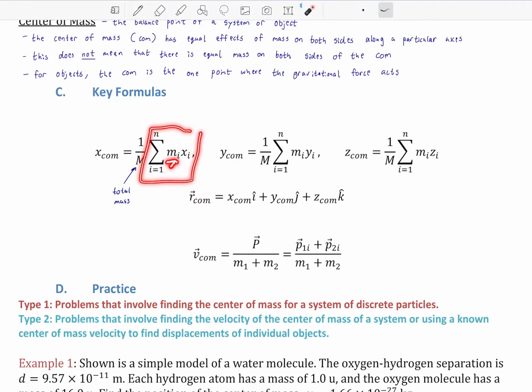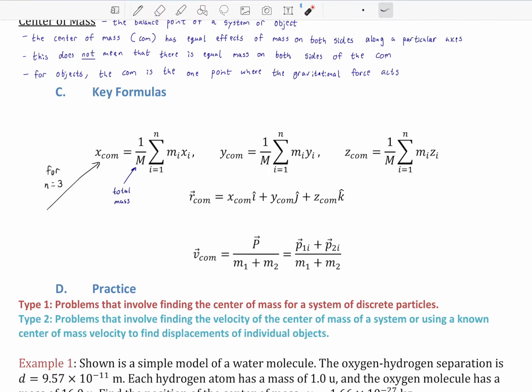So like particle 1, its mass and its x location, its x coordinate, right? And then we could say have particle 2 and its x coordinate. And then we're just going to be summing however many particles there are, or balls or objects or whatever, from 1 up to N, whatever that final number is, which is the total number of objects, particles in our system.